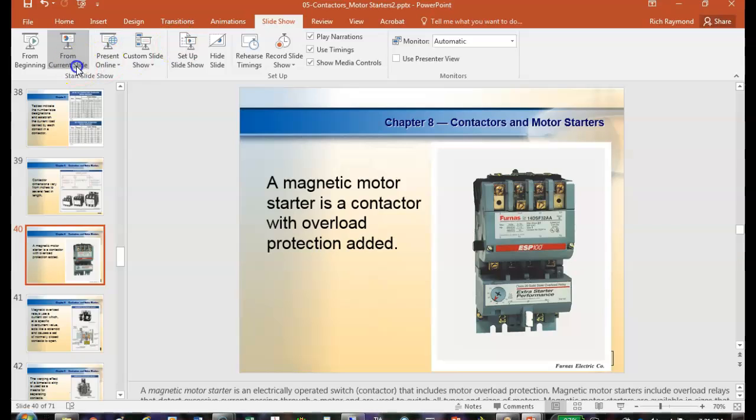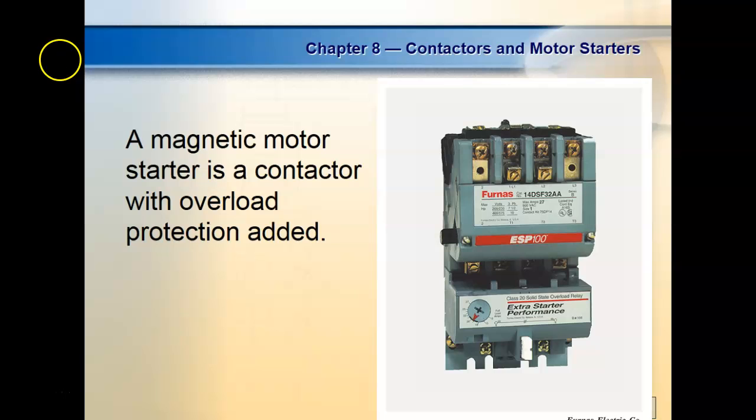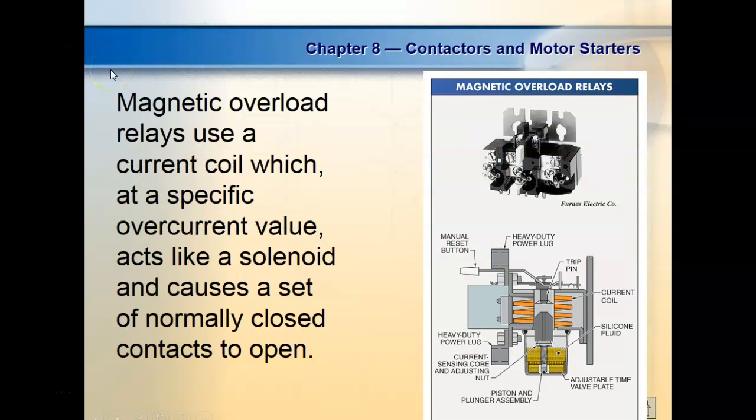So contactors with overloads. A lot of this is just repeated stuff, guys. Magnetic overload relays use a current control switch at a specific overcurrent. Those are going to be sealed up. They use an electromagnet to actuate or trip the overload, so it acts like a solenoid. You're okay on solenoids, right? I got one around here if you want me to show you that again.